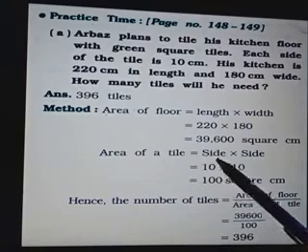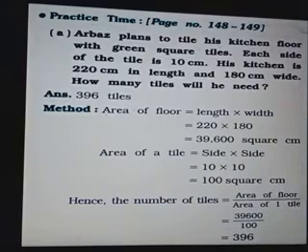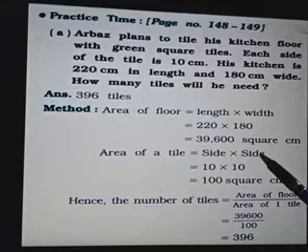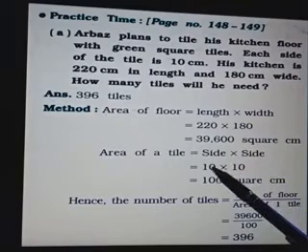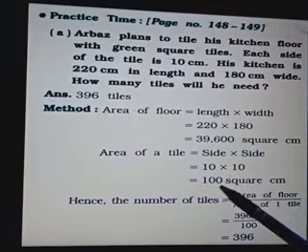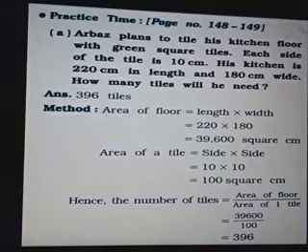Now area of tile, side into side, because tile is given in which form? Square form. And we know that square has only one length. It means square shape have no width. Okay, so instead of that we will put formula side into side. Now what is the side of tile? 10 centimeter and 10 centimeter. So 10 tens are 100 square centimeter.